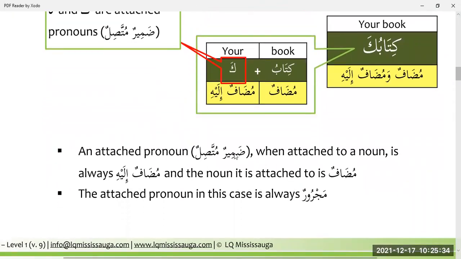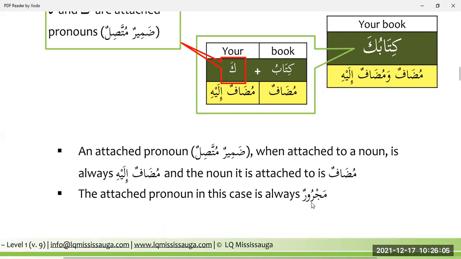An attached pronoun, damir muttasil, when attached to a noun, is always mudaf ilayh, and the noun it is attached to is mudaf. Kitabu is mudaf and ka is mudaf ilayh. The attached pronouns in this case are always majroor.